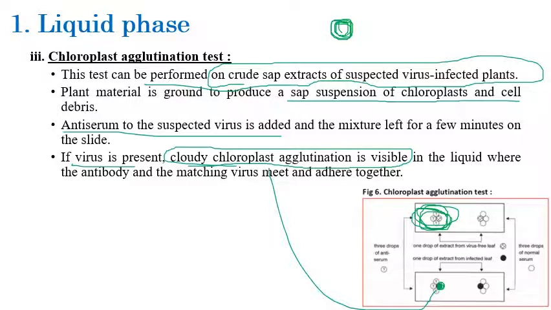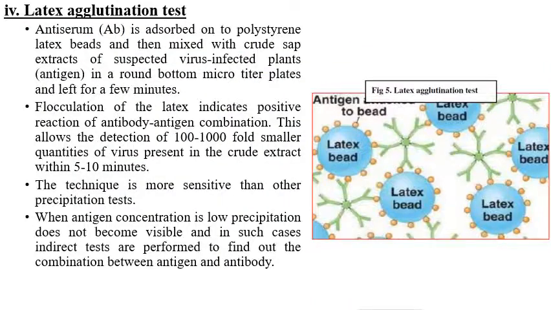So here we first prepare the sap, and anti-serum is added to the sap, because the sap contains viruses as well as chloroplast material, so it can react with that particular virus, and we come to know the presence of virus. This chloroplast agglutination test comes under the liquid phase. The final one is the latex agglutination test.